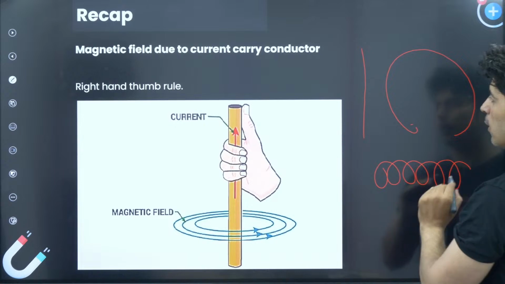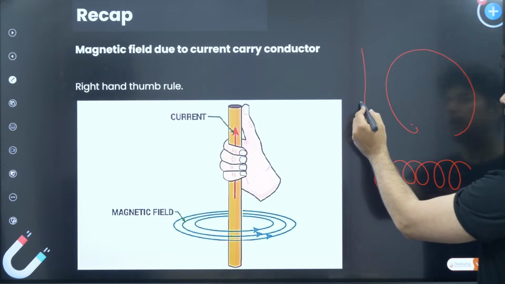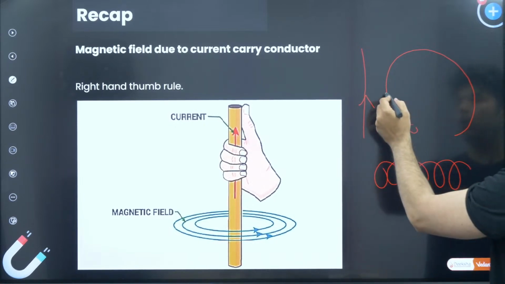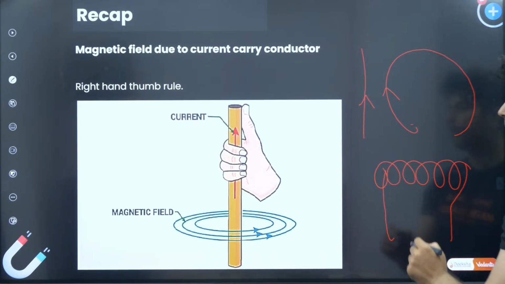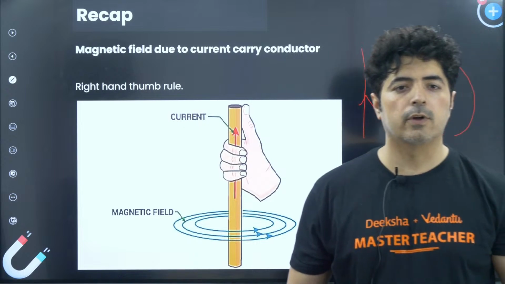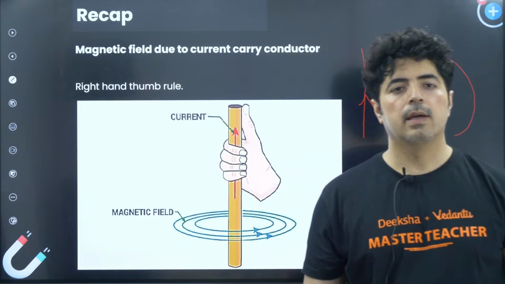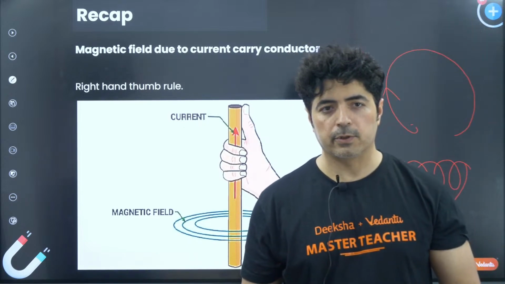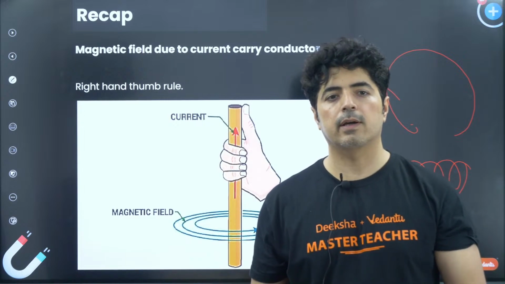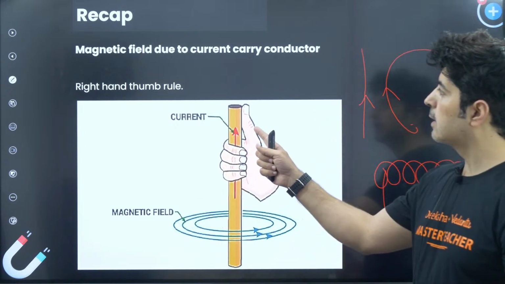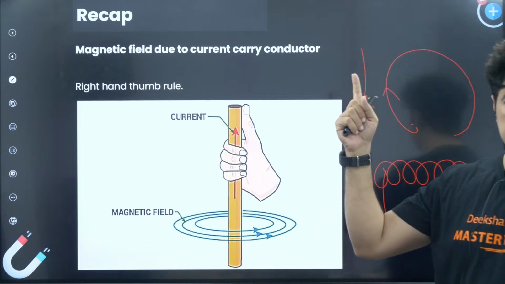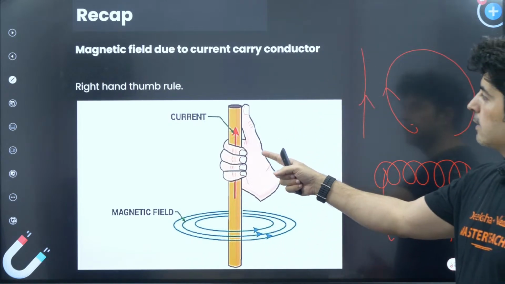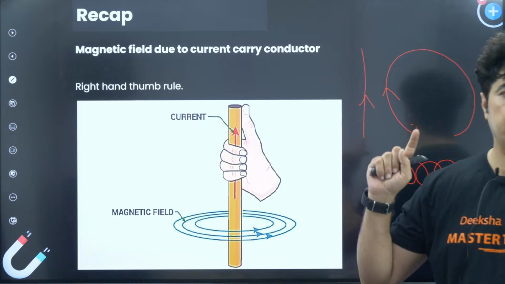You need to study all 3. If the current passes in a straight line, in a loop, or in a solenoid, what kind of magnetic field is produced, what will be the direction of the magnetic field, and what sort of magnetic field is produced. So this is what we are going to study over here. Right hand thumb rule says that whenever there is a current in a conductor, we use the right hand thumb rule to find out the magnetic field direction.